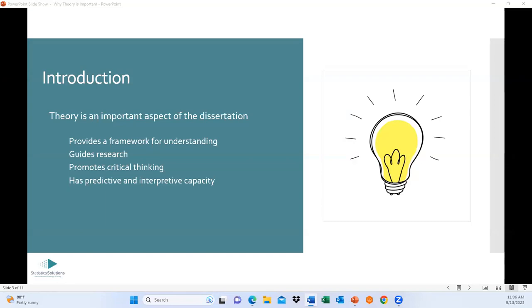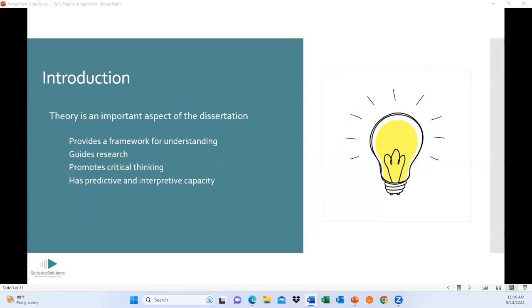It also allows for prediction and interpretation. Theories help us predict the relationship between variables, or let us know what to expect based on the theory. For example, if one factor predicts or leads to another one, or if variables are related, these would take the form of hypotheses or expected findings. It also helps explain or interpret data.